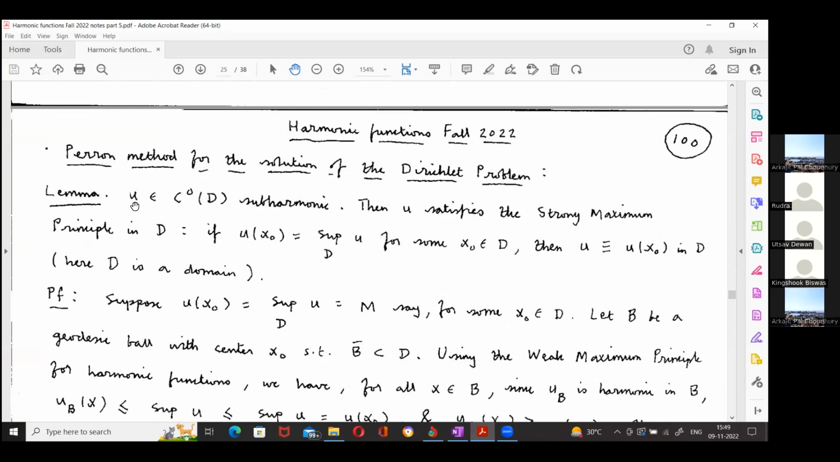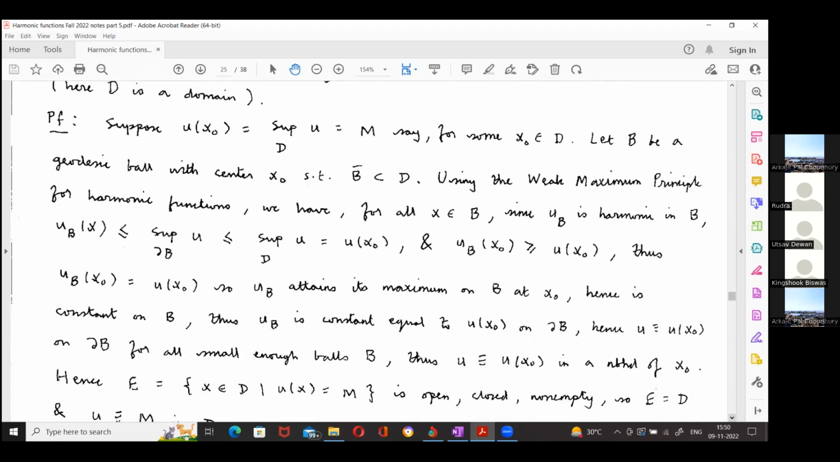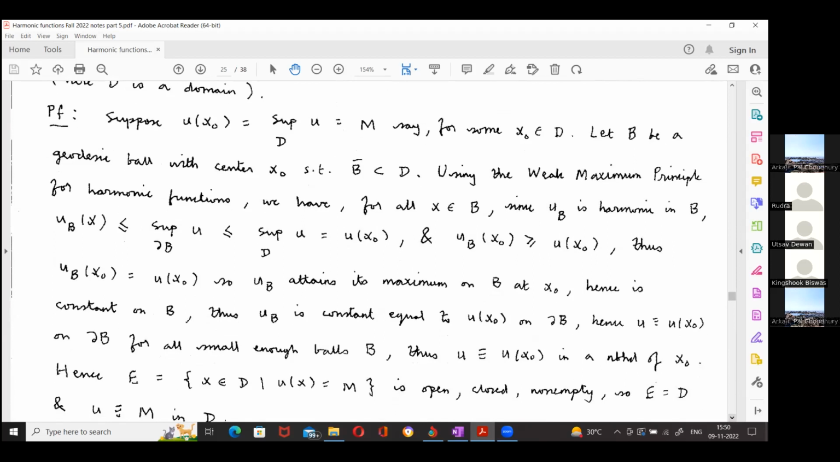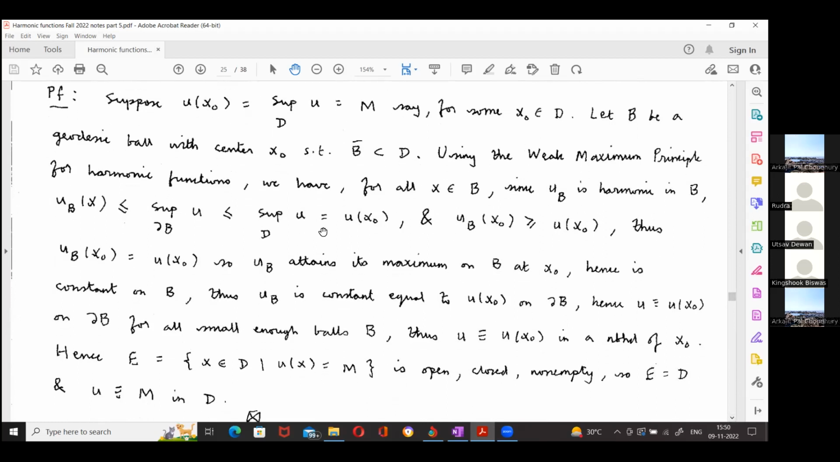Okay, right. So the first lemma is that if U is a continuous subharmonic function, then U satisfies the strong maximum principle. As I said, this follows from the sub-mean value property with respect to harmonic measure, right? I think that's basically the same proof that I've written here. It's basically the same proof.